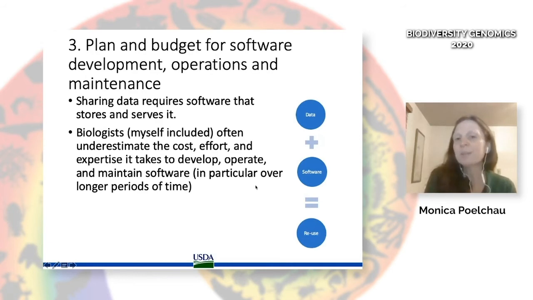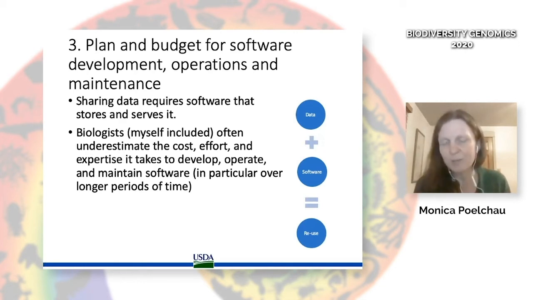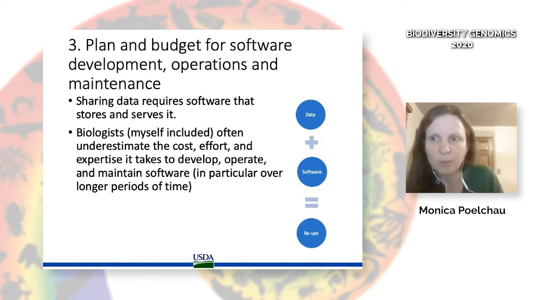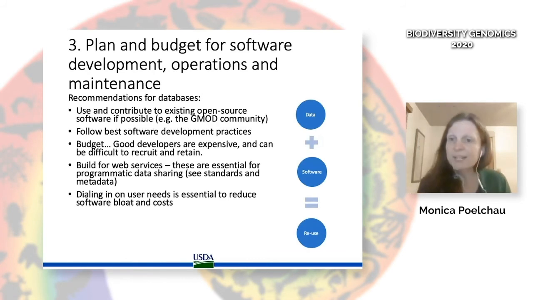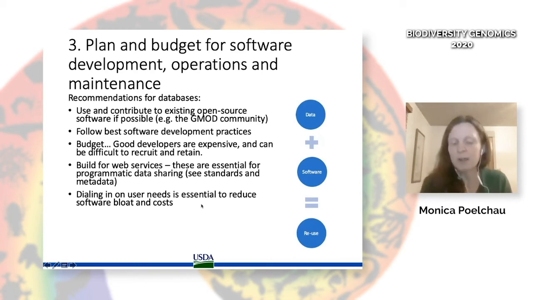And finally, plan and budget for software development, operations, and maintenance. Sharing data requires software that stores and serves it, and biologists, I'm guilty of this myself, often underestimate the cost that it takes to develop, but also especially operate and maintain software over longer periods of time. So for databases, we recommend that you use and contribute to existing open source software if possible, for example, GMOD. Follow best software development practices. Budget: good developers are expensive and can be challenging to recruit and retain. Build for web services and dial in on user needs to reduce software bloat and costs.